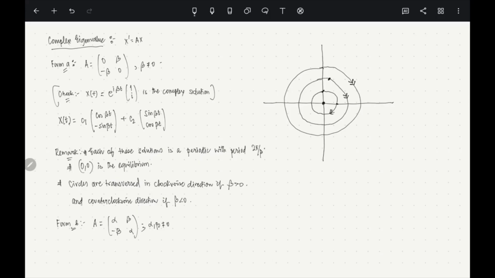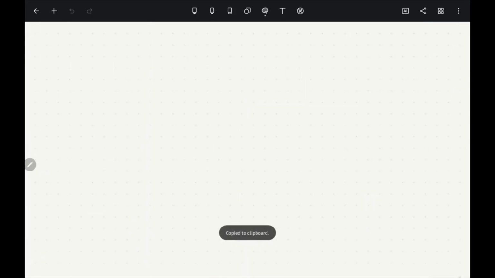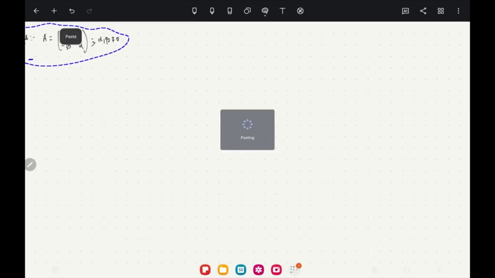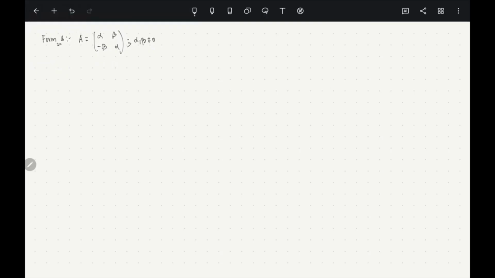Now we want to draw the curve. So maybe I can do it on the next page. It will be better for me. Let's do that. Okay, so case B. What we have is this.